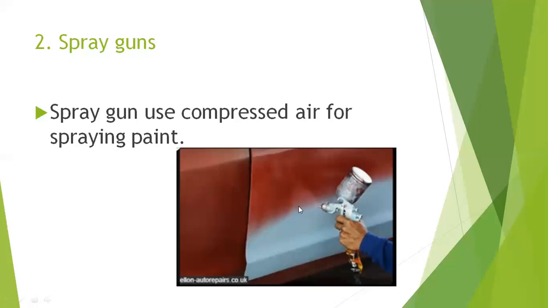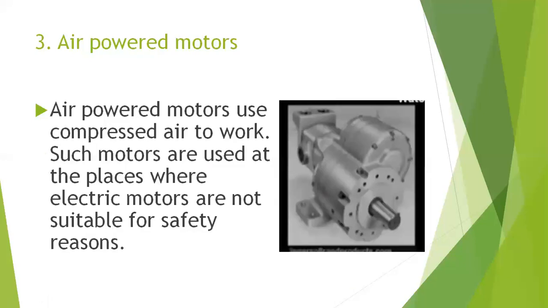We can do it with a brush as well, but when we touch it or see it, the stroke of the brush is very visible. But when we are using this spray gun, which is using the compressed air for the painting, we will observe a smooth and very fine surface, right? Okay, the next one is air powered motors.